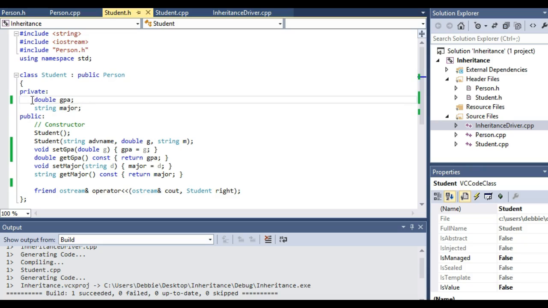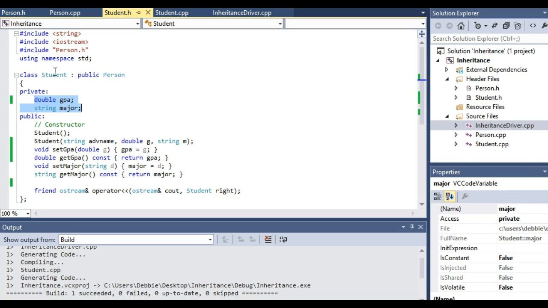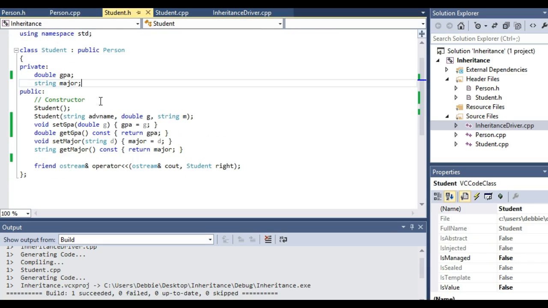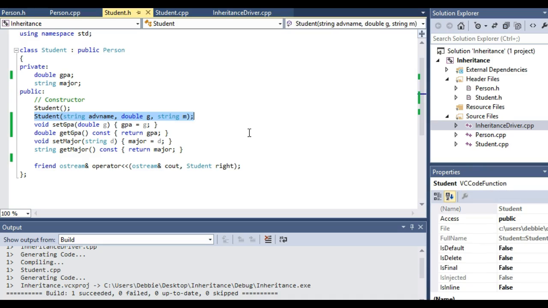Okay, so there's two data members here, GPA and major. What's important to note about this class student right now is it really has three data members: GPA, major, and the one from the base class, which is name. This class has two constructors, a default one and one with three parameters, because keep in mind this class really has three members. It's got a name, a GPA, and a major.